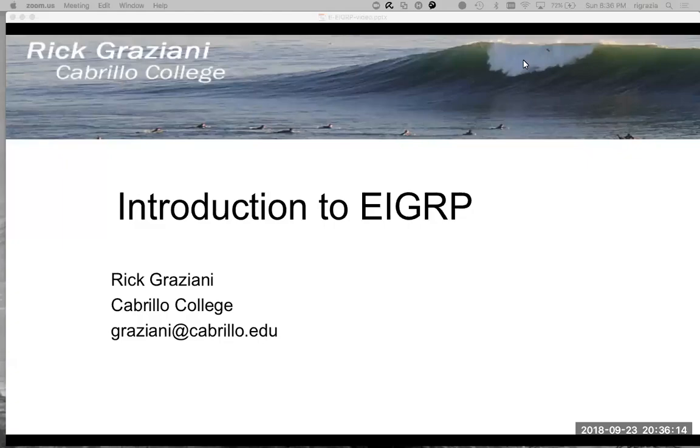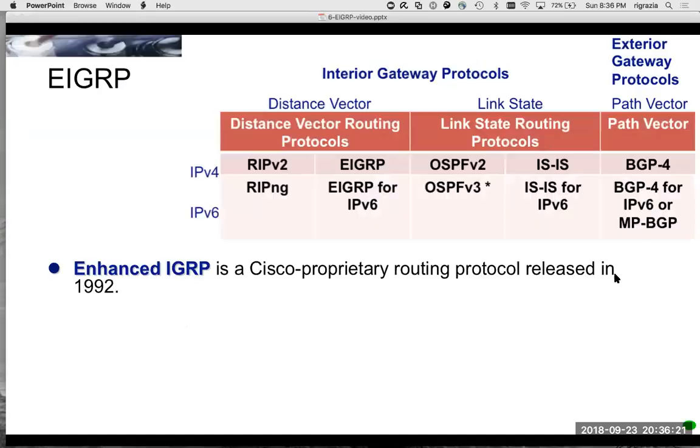Hi, in this video, I'm going to talk about an introduction to EIGRP. EIGRP stands for Enhanced IGRP, which is Enhanced Interior Gateway Routing Protocol, a Cisco routing protocol.